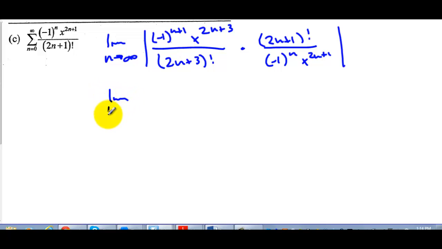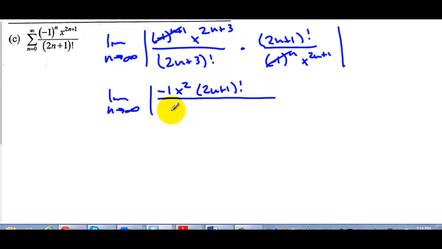We have the limit as n approaches infinity. Let's see, we have an extra -1 on top. That takes care of that. We have 2 extra x's on top, so that makes that x squared. And on the top, we have 2n plus 1 factorial. And in the bottom, we have 2n plus 1 factorial times 2n plus 2 times 2n plus 3.